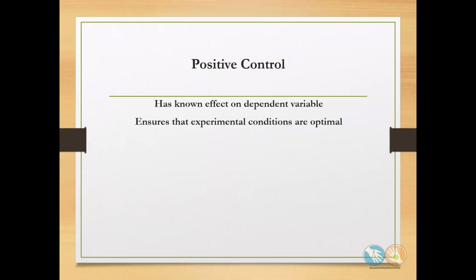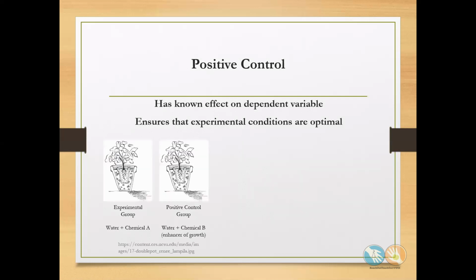In the example of the plant growth experiment that we've been talking about, a positive control could be the addition of chemical B instead of chemical A. And this is important because chemical B has previously been shown to enhance plant growth in comparison to a no treatment or water group.